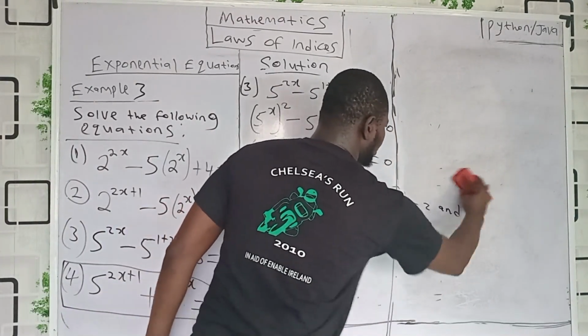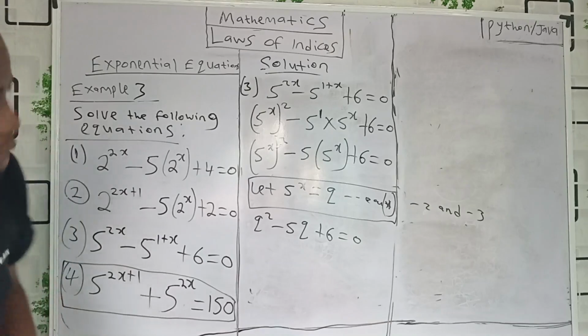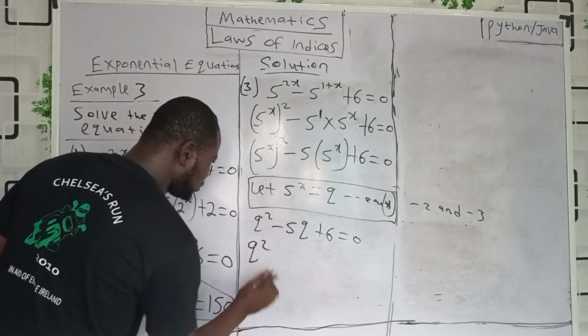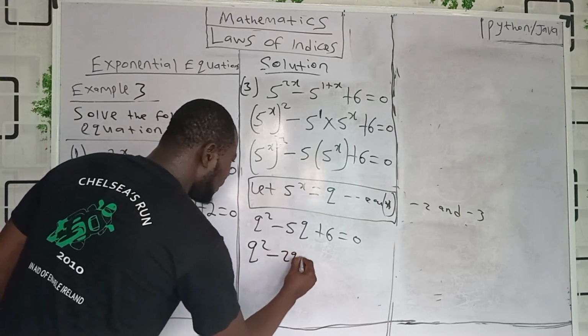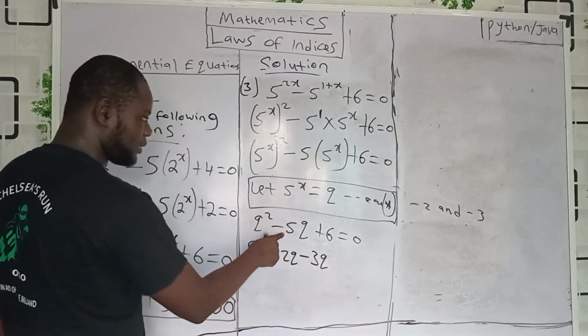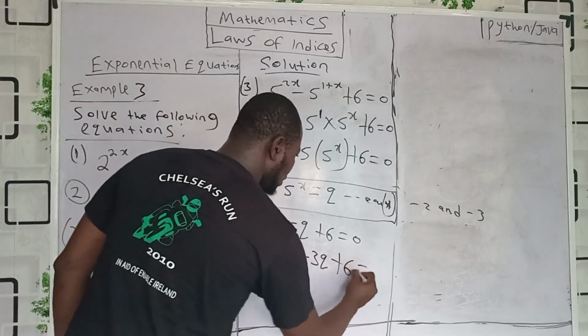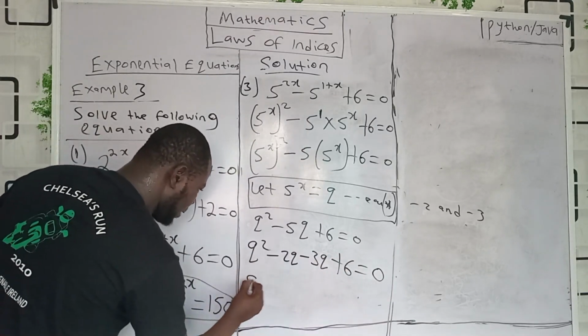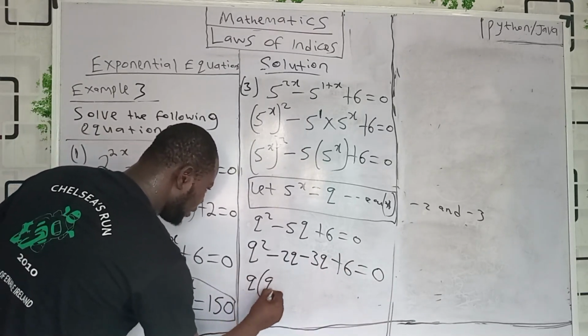That means the two values we are going to use are minus 2 and minus 3. I will now write this one as q squared minus 2q minus 3q. Can you see? Minus 2 minus 3, that's minus 5. Then plus 6 equal to 0. Now I can simplify. I can factorize the first two terms. Q is common. I will bring it out.